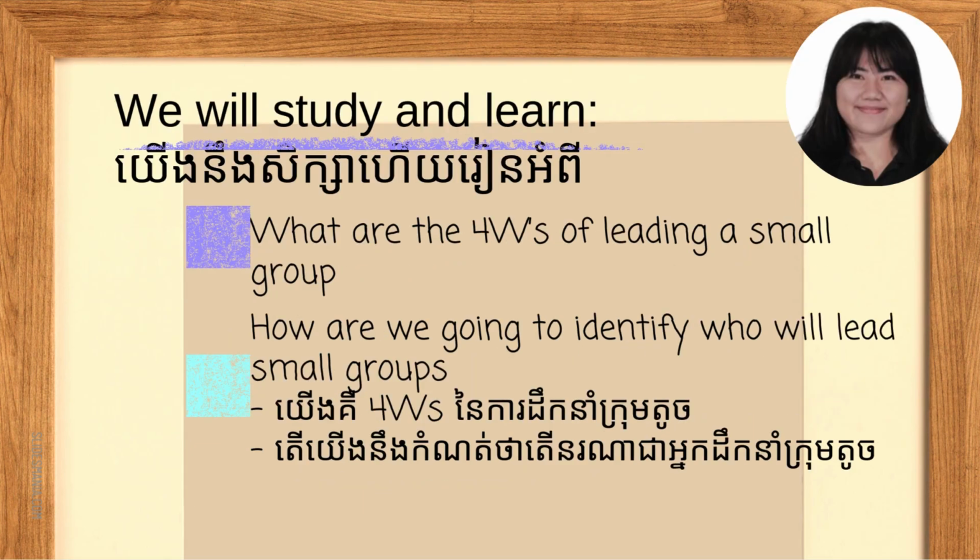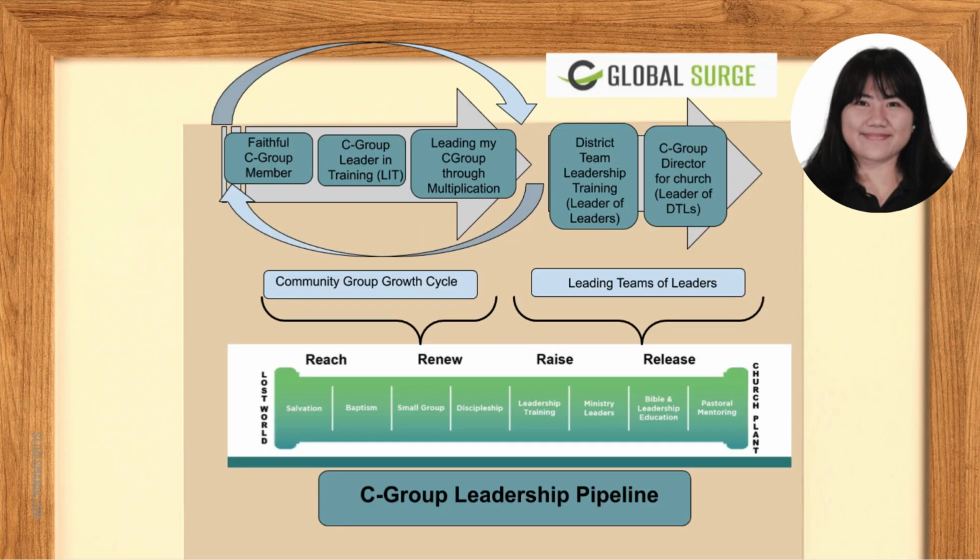In lesson number 4, we will study and learn the 4 W's format of leading a small group, and how we are going to identify who will lead small groups. So here we have a ministry pipeline, specifically for the small group, also known as C group or community groups. This leadership pipeline is a custom-built pipeline that allows community groups or small groups to see where their members are when they need to grow in their faith.